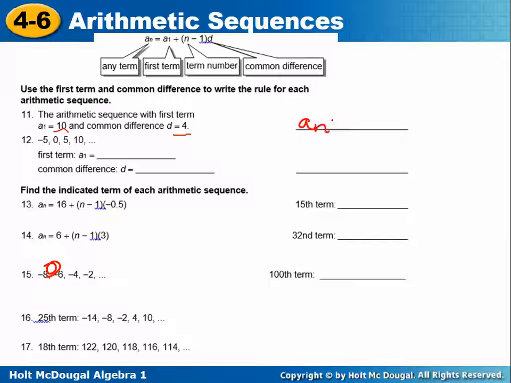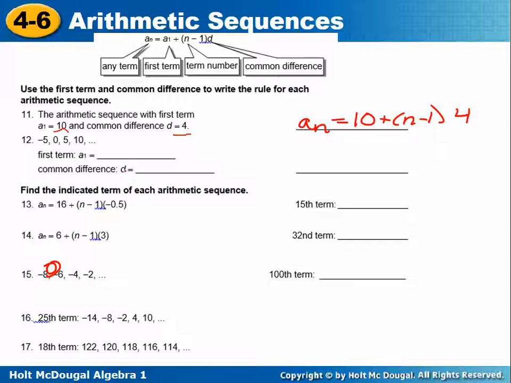a sub n will be equal to, let's see, a sub 1 is 10 plus parentheses n, we don't know what n is yet, minus 1 times d, which will be 4. So for number 11, it's just asking for the formula with the d and the a sub 1 where they belong. Now in number 12, we are going to figure out what is the first term of this sequence and what is the common difference.